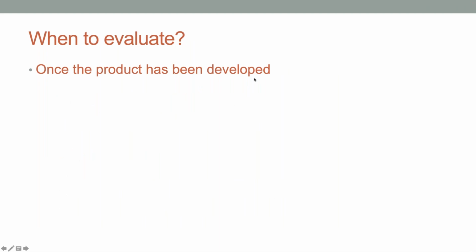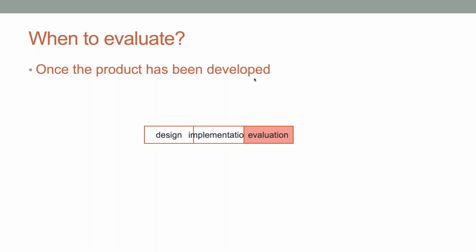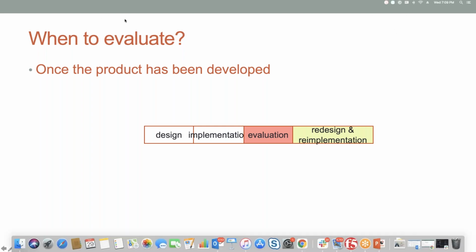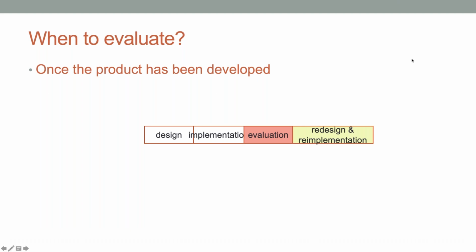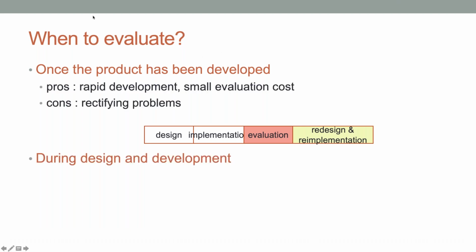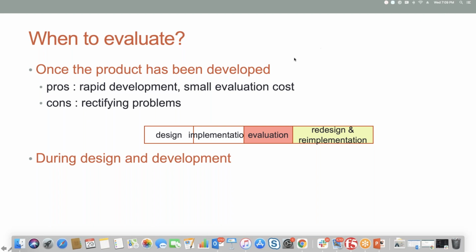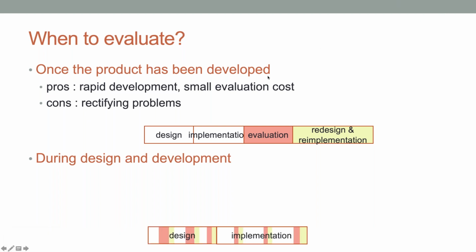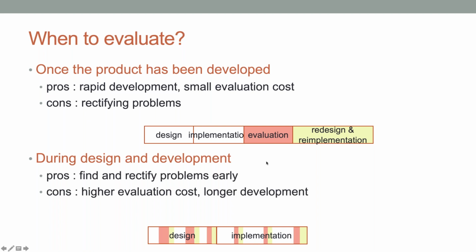There are people who have different ideas about when evaluation happens. Some people think evaluation happens once the product has been developed. So you do a design phase, an implementation phase, and then an evaluation phase, and then you do some redesign and re-implementation. But other people think you should do the evaluation during design and development. So it looks more like this, where we have short phases of design, evaluation, redesign, and implementation. There are pros and cons with both of them.